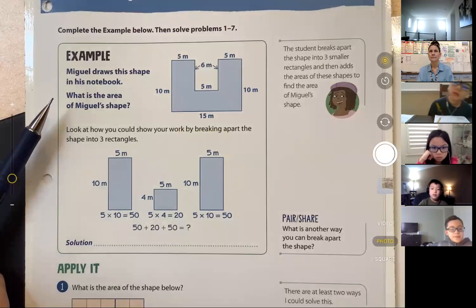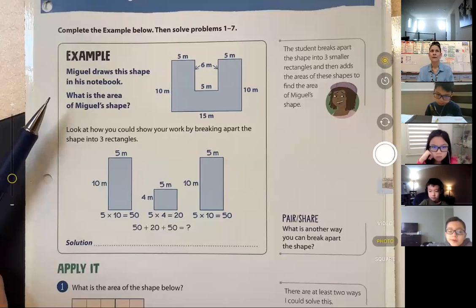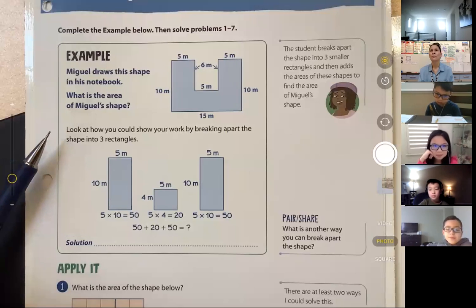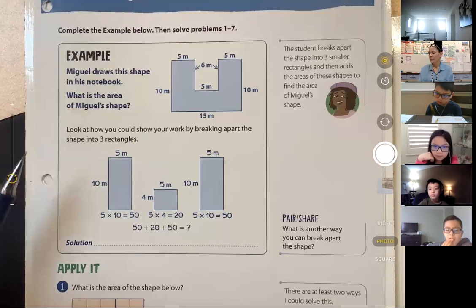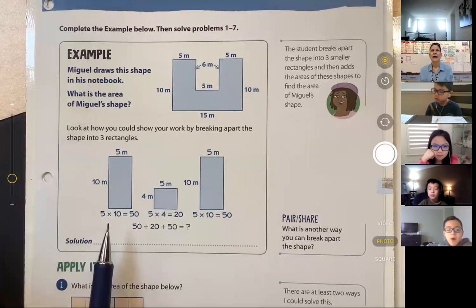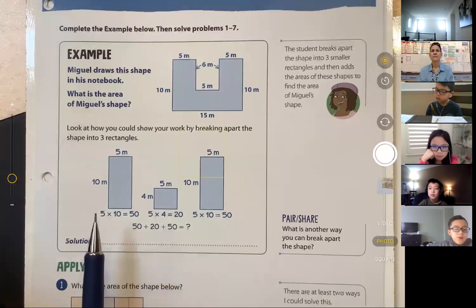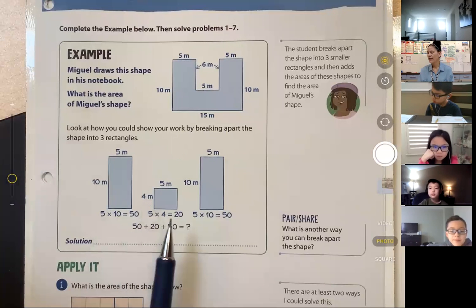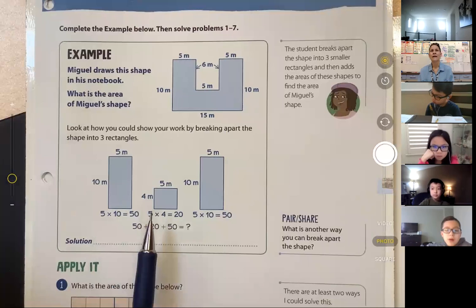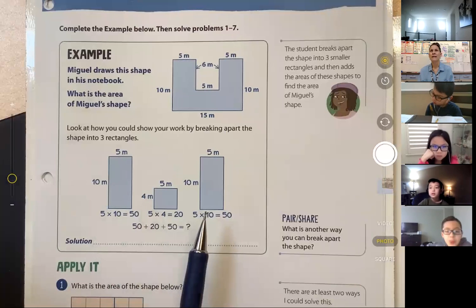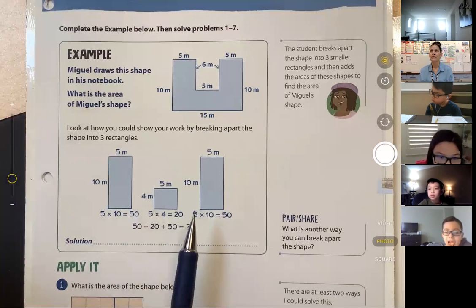Now, friends, we need to do that step by step, piece by piece. All right? So I want you to take a look at how you could have shown your work by breaking apart that shape into 3 rectangles. Here, we have that 5 by 10. Here, we have a 4 by 5. And here, we have another 5 by 10. Where did that come from? I'm going to show you where it came from.